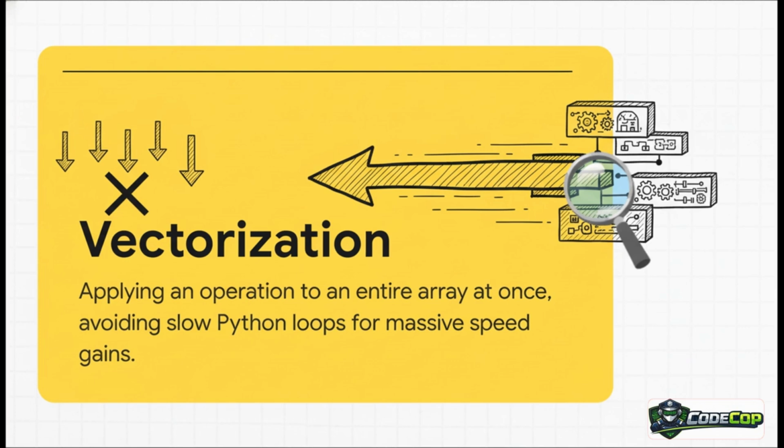So where does all this incredible speed actually come from? The magic word is vectorization. Now, it sounds kind of fancy, I know, but it's a really simple and powerful idea. Instead of looping through your data one piece at a time in Python, you just apply an operation to the entire dataset all at once. It all happens behind the scenes in that blazing fast C code, which just blows past the normal Python bottlenecks.